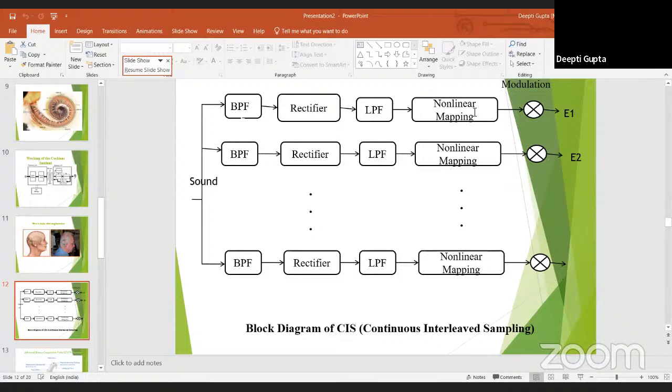So once we have designed this CIS, or continuous interleaved sampling, through this technique we are sending the data from the microphone to the electrode. This is not continuous. In this, what we are doing is sending the data one by one. Once one piece of data goes and reaches its particular destination, the particular electrode according to the frequency range, then the second part of the data will go. We are dividing it into frames, and frame by frame it is going.